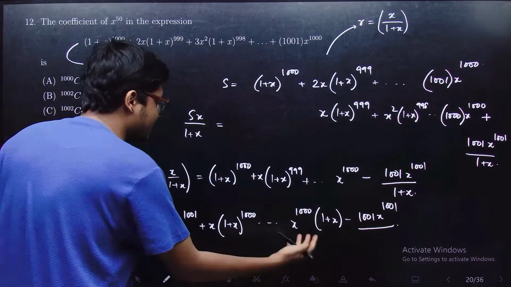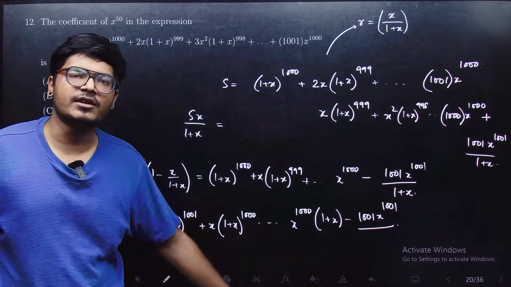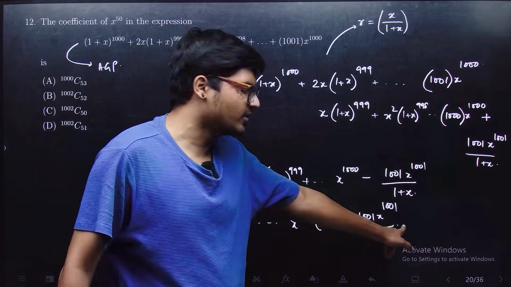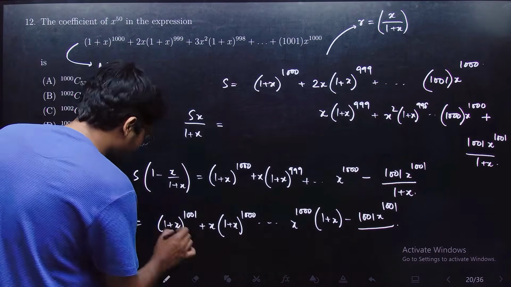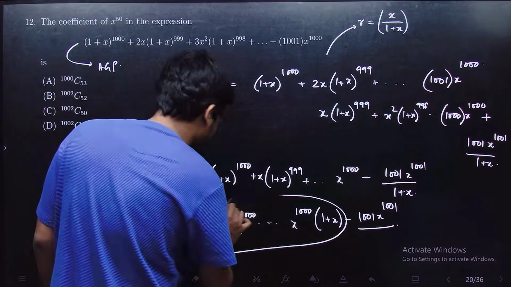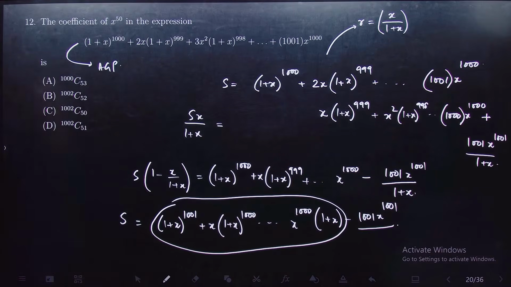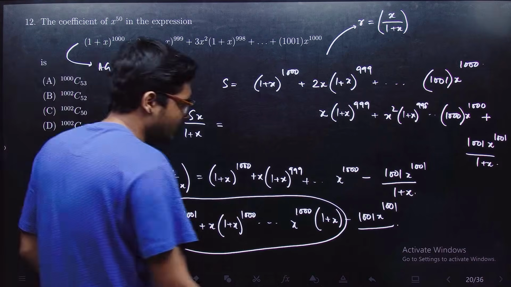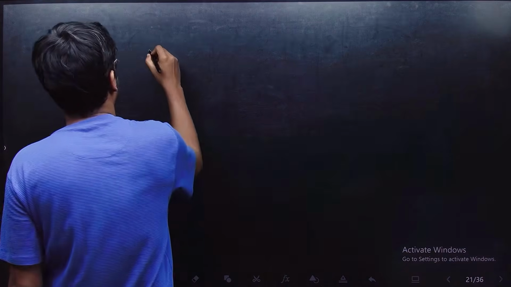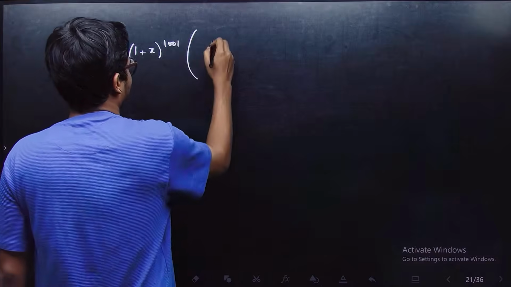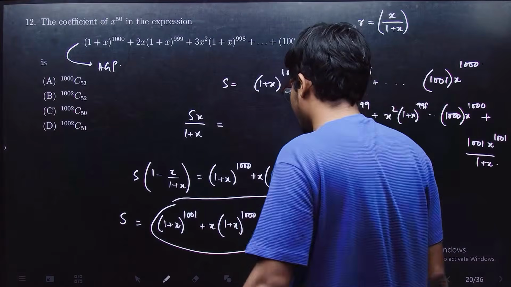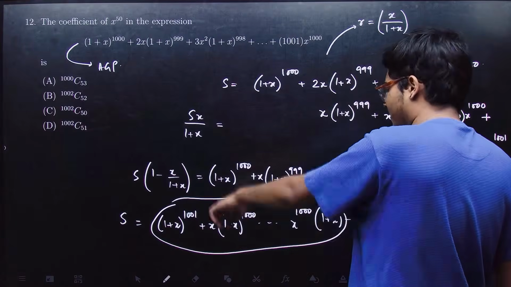Now observe that ultimately in the end you have to find the coefficient of x to the power 50 in this. Now obviously this does not contribute to that, right? The power of x itself is 1001, so we don't care about this term. So all we need to do is evaluate the sum of this particular GP, right? So if I find the sum of this GP, what will I get? First term, R is what? x by 1 plus x, right?